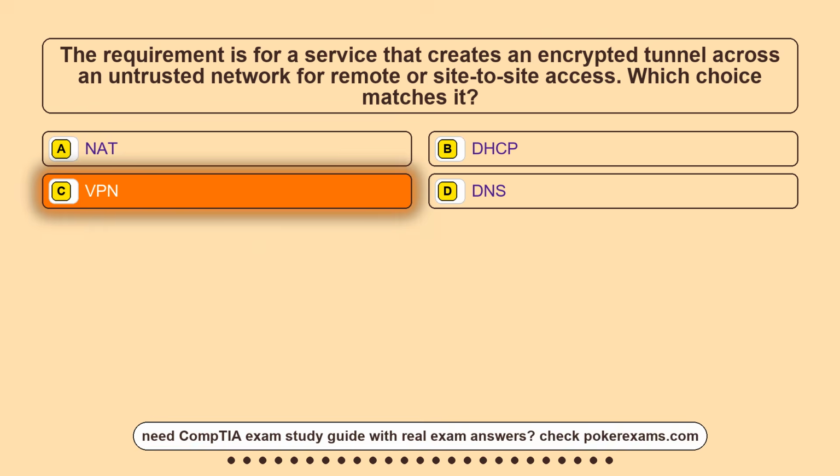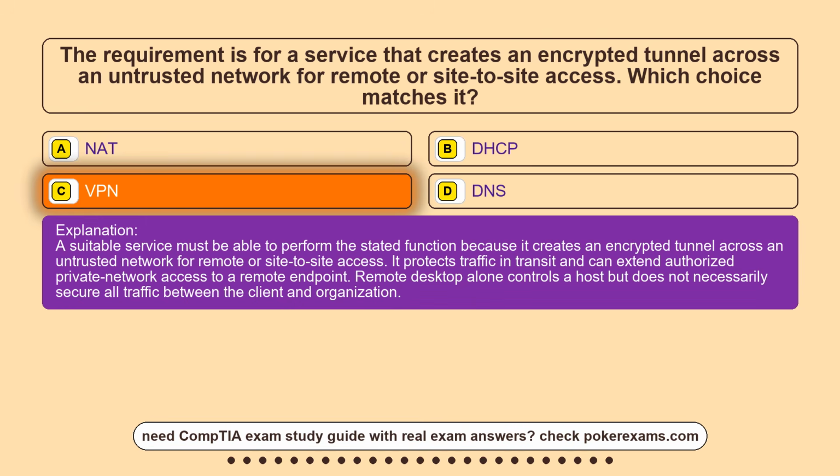VPN. A suitable service must be able to perform the stated function because it creates an encrypted tunnel across an untrusted network for remote or site-to-site access. It protects traffic in transit and can extend authorized private network access to a remote endpoint. Remote desktop alone controls a host but does not necessarily secure all traffic between the client and organization.